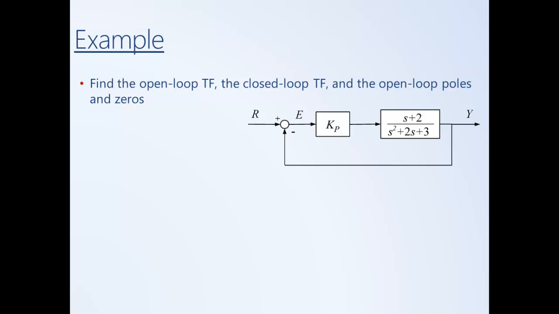Okay. So here we're going to start with a simple example to try and build some intuition about what the root locus is. We have this closed loop system, negative feedback, typical of what we've seen before in the class, and we want to find the open loop transfer function, the closed loop transfer function, and the open loop poles and zeros.